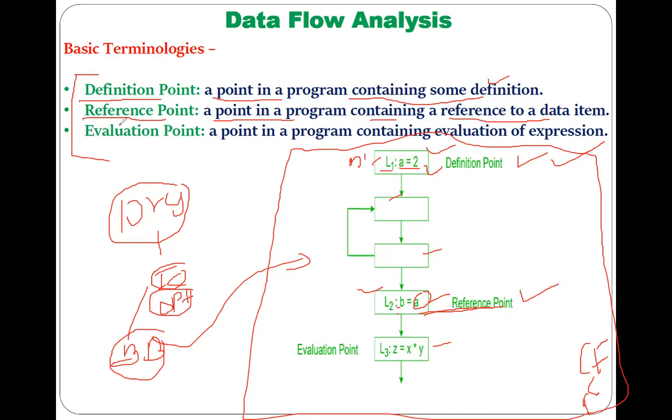So that is our second point here, the reference point: a point in the program containing a reference to a data item. Here is a point where A is getting referenced. That is the reason it is considered a reference point.